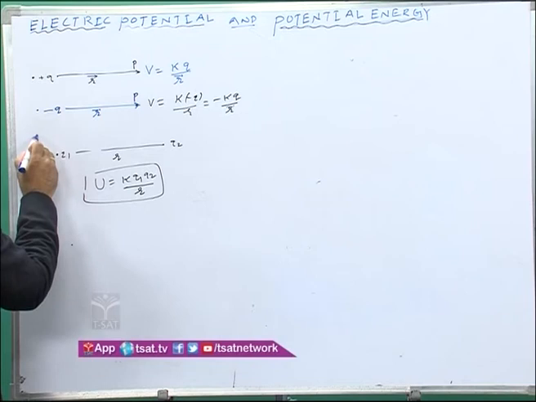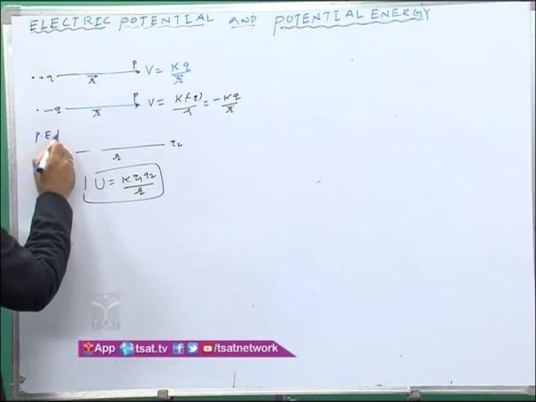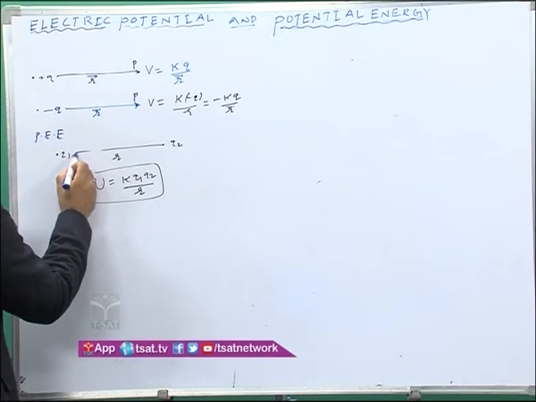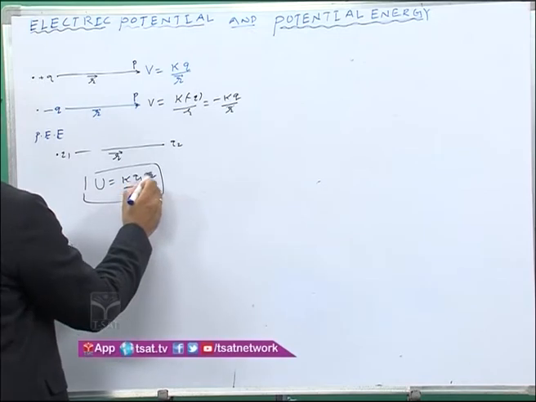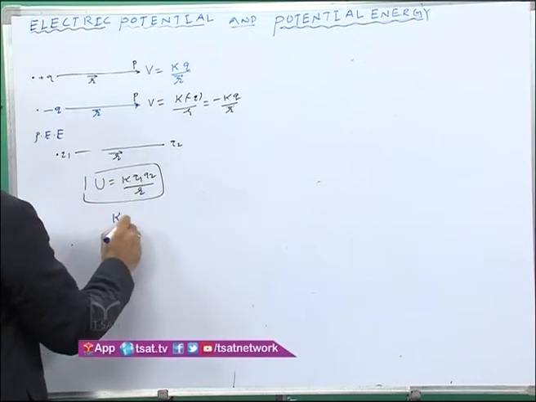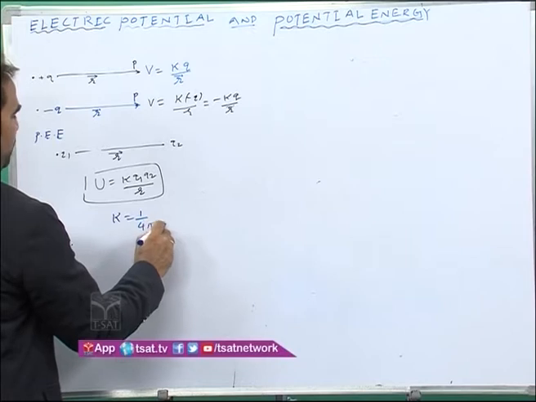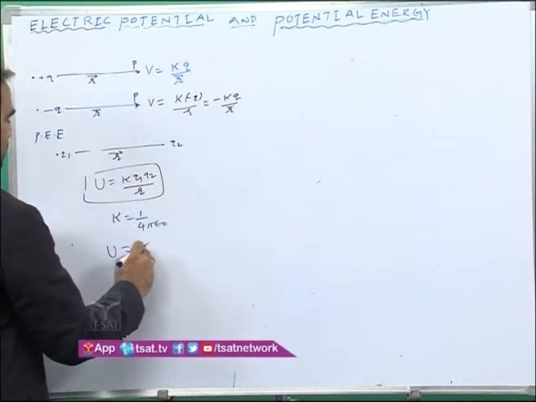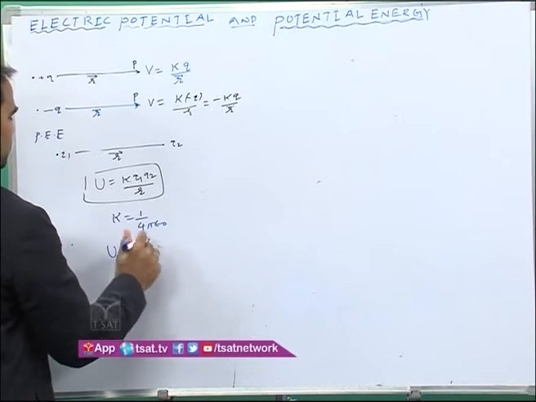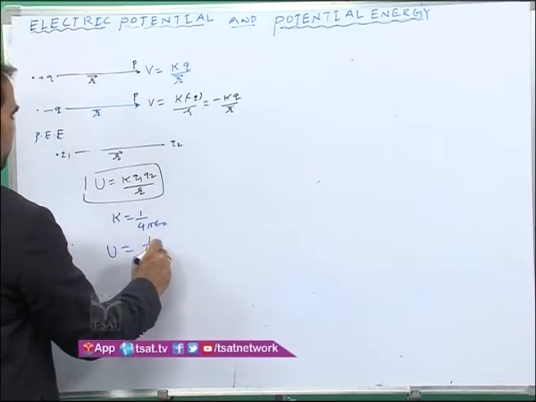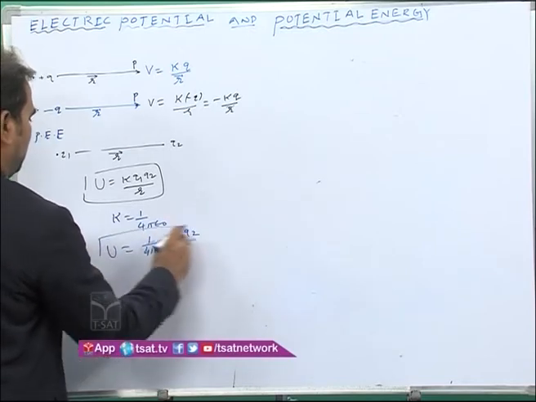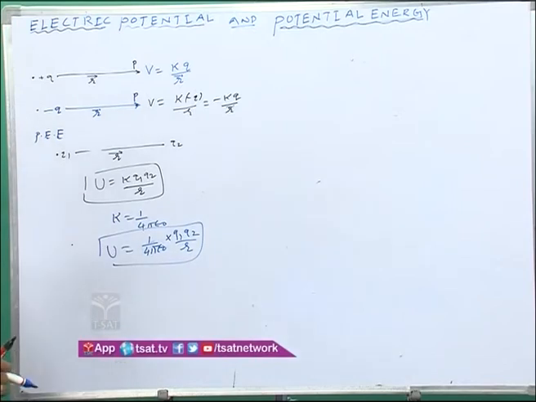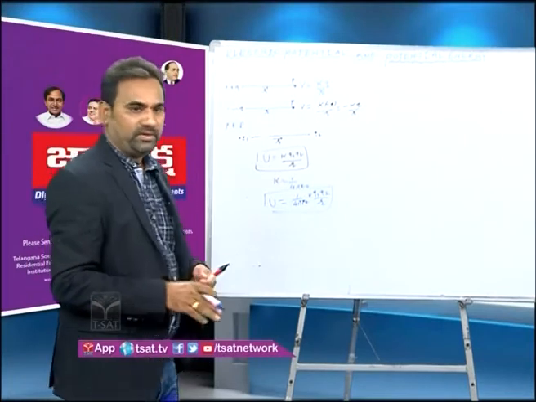So the potential energy for the system of two particles, separated at a certain distance, is given by U is equal to K into Q1 Q2 upon R, where K is equal to 1 by 4 pi epsilon naught, that is U is equal to 1 by 4 pi epsilon naught into Q1 Q2 upon R.